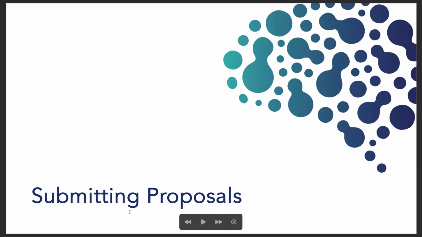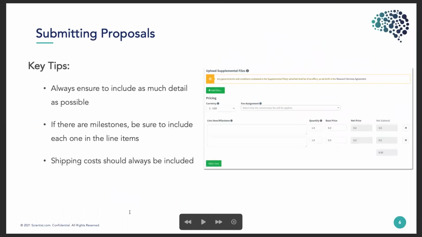So the first thing I just wanted to mention as a key tip, when suppliers ask what's the most important thing when submitting a new proposal, the most important thing really is to ensure that you include as much detail as possible. Scientist.com is a marketplace, so obviously there are a lot of different suppliers, and oftentimes there could be multiple suppliers on each request.